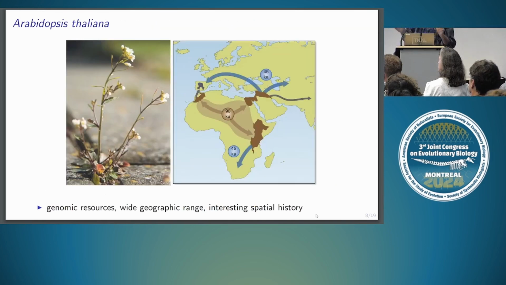So I'm going to skip over the simulation bit of this project and get right to the fun stuff of applying it. We did this for Arabidopsis thaliana because it has great genomic resources, wide geographic range, and a very interesting spatial history. For our purposes, the main piece we need to remember is that there's this Middle Eastern population and this North African population that expanded and met each other in the Iberian Peninsula here in Spain and created a bunch of admixed individuals. So this is the piece that we'll look at briefly.